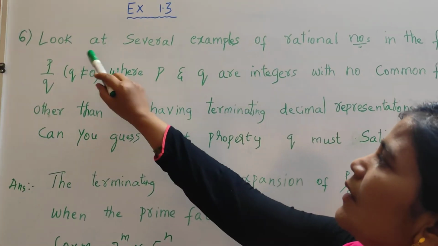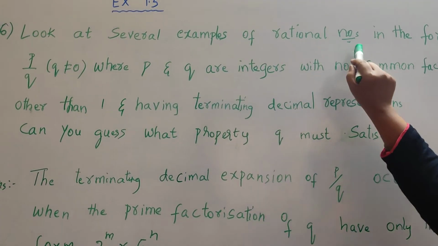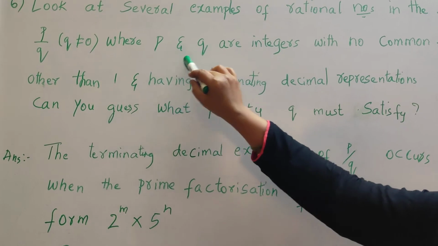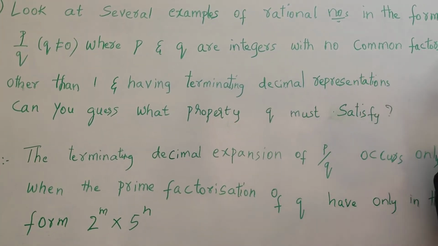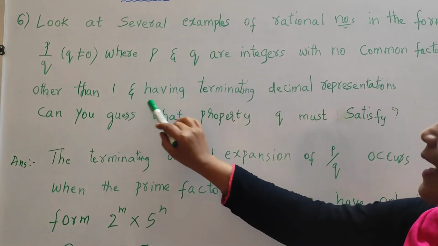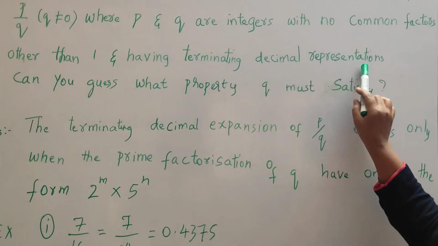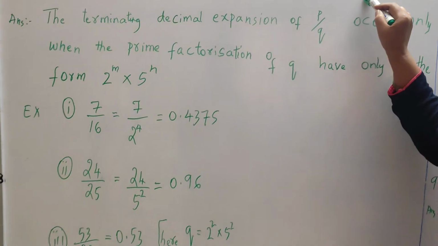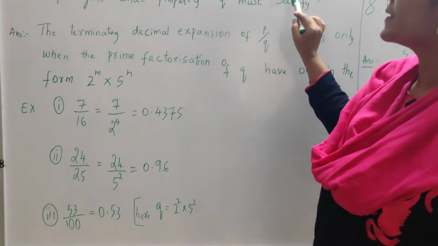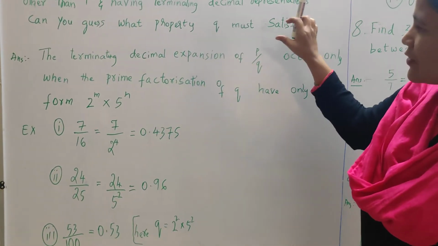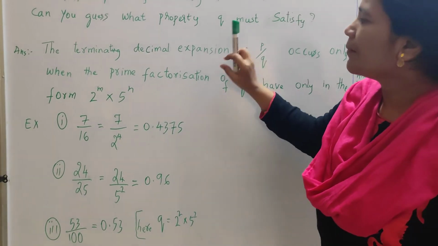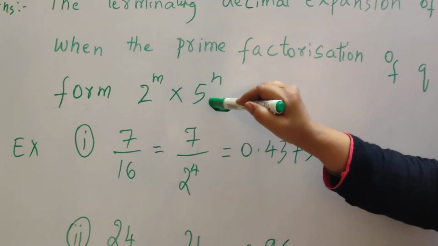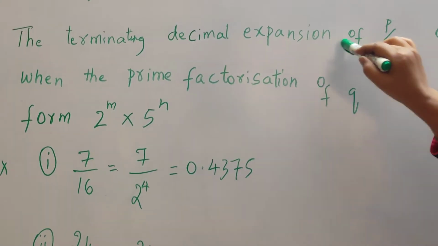Question number 6. Look at several examples of rational numbers in the form p by q, where q not equal to 0, where p and q are integers with no common factors other than 1 and having terminating decimal representations. Can you guess what property q must satisfy? So in the previous question we already discussed that whenever any fraction is given, the denominator should be in the form of 2 and 5. Okay.